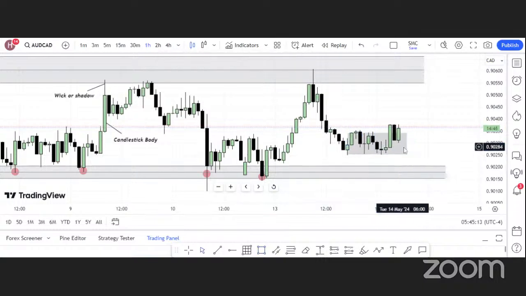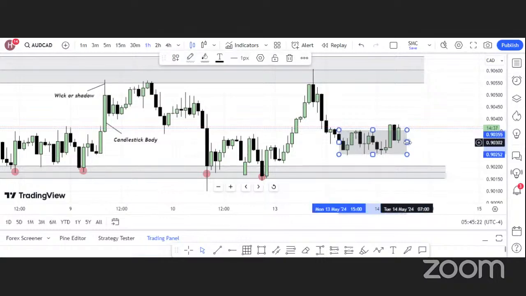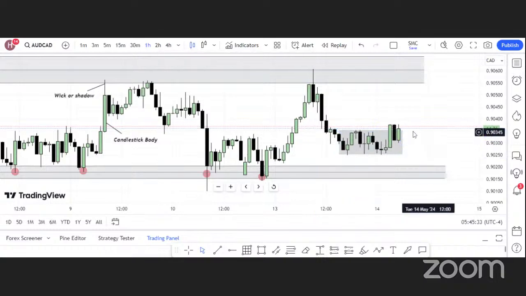So we have buyers and we have sellers. We have equal buyers and equal sellers. The amount of buyers here is equal to the amount of sellers. So the price is trying to push out of this box, right? This is called a consolidation phase. So this is a point where we have sellers and buyers. So we have 50% buyers and 50% sellers.